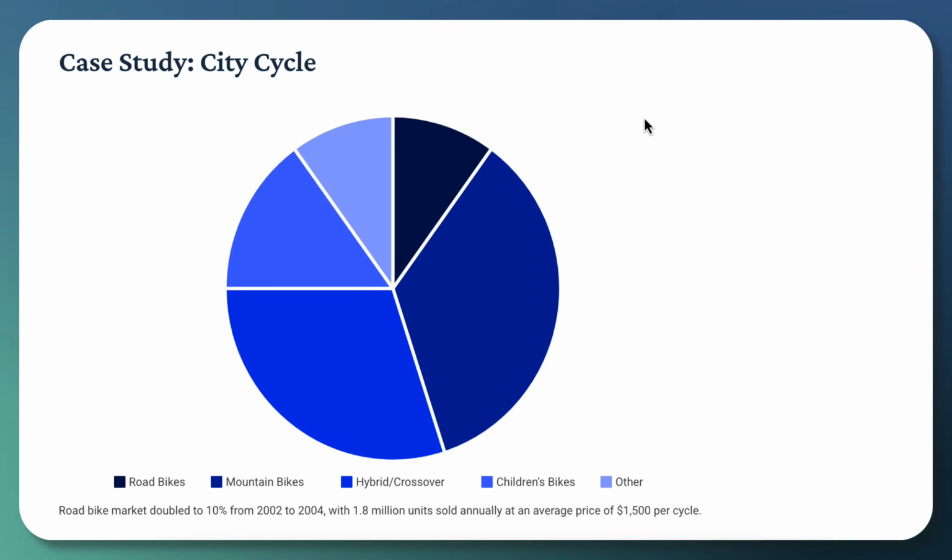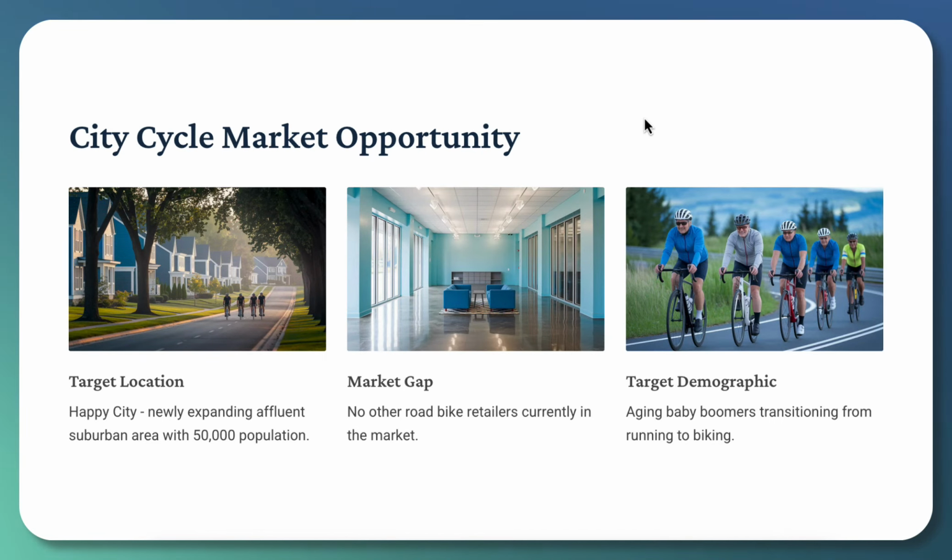And looking at another business opportunity, the bicycle shop, right? Suppose you are going to open up a bicycle shop in an expanding suburb or major area. Again, how are you going to do it? City Cycle, for example, is focused on road bikes, but with a supporting line of crossover mountain bikes. So they understood that there's a fast growing segment in the bicycle market. Baby boomers and such transitioning from running to biking, so they were able to figure out that that's a growing market, and it's about $1,500 for a bicycle.